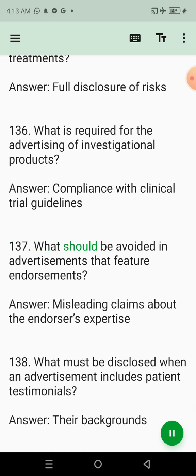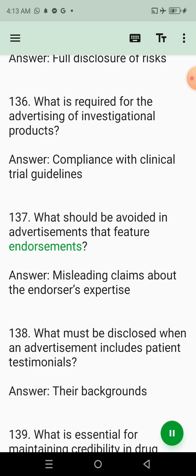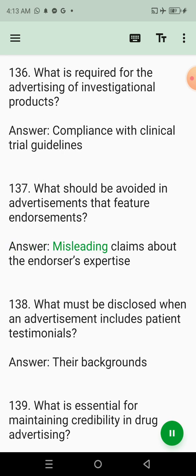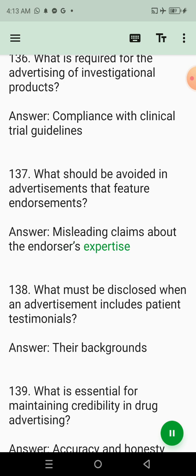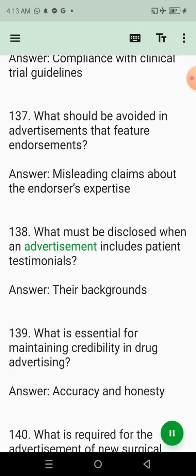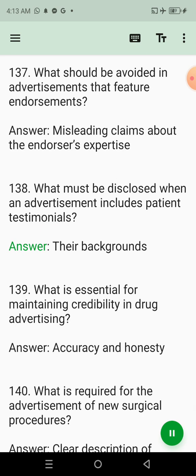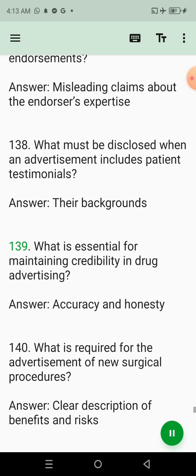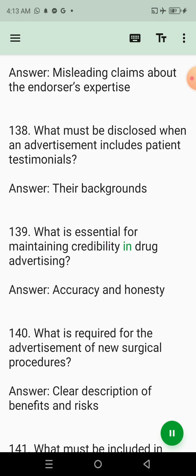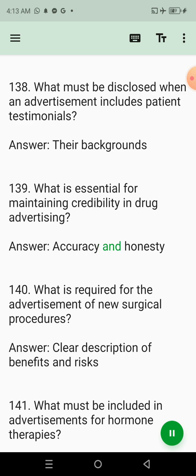137. What should be avoided in advertisements that feature endorsements? Answer: misleading claims about the endorser's expertise. 138. What must be disclosed when an advertisement includes patient testimonials? Answer: their backgrounds. 139. What is essential for maintaining credibility in drug advertising? Answer: accuracy and honesty.